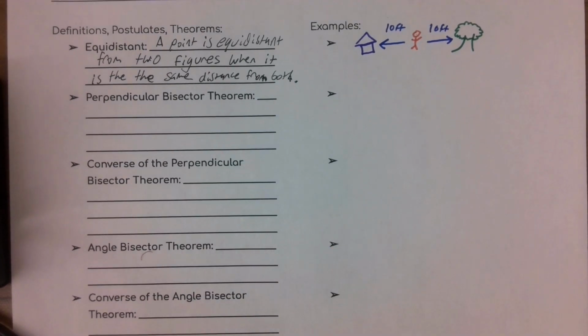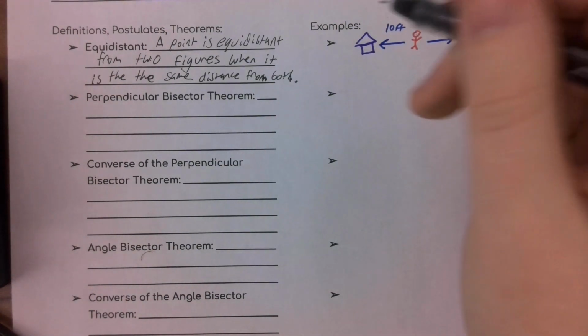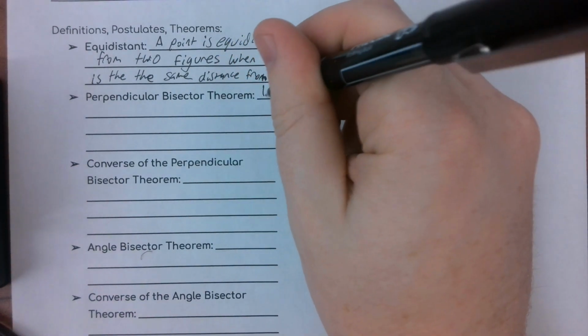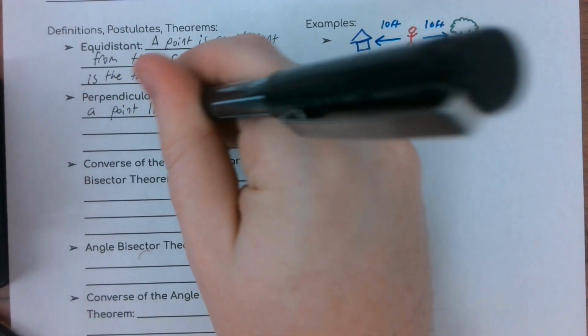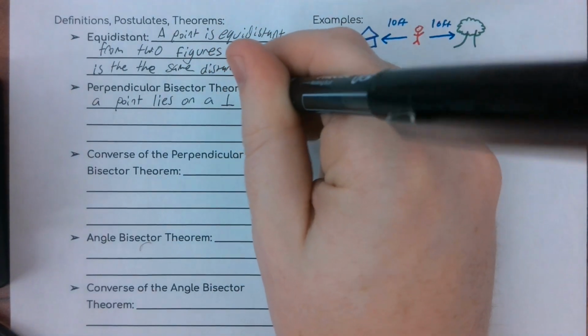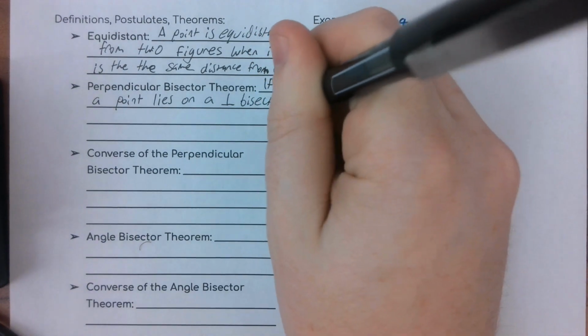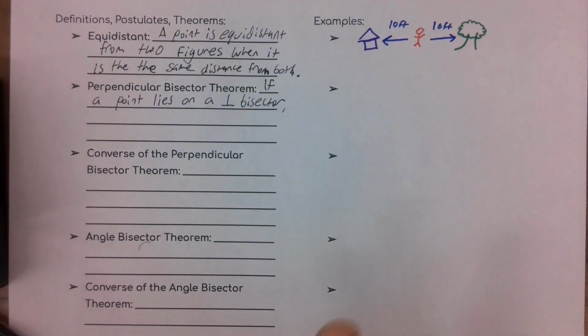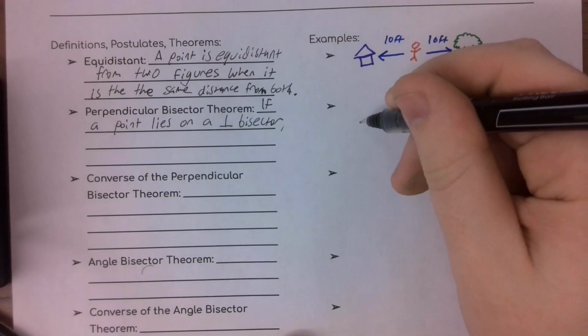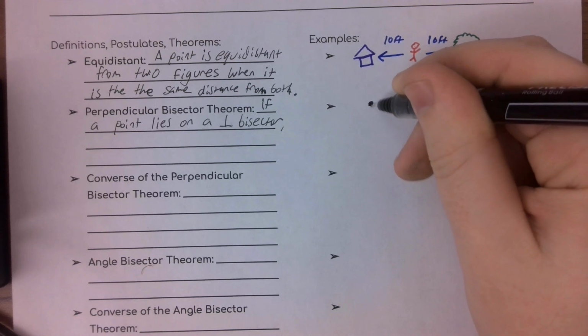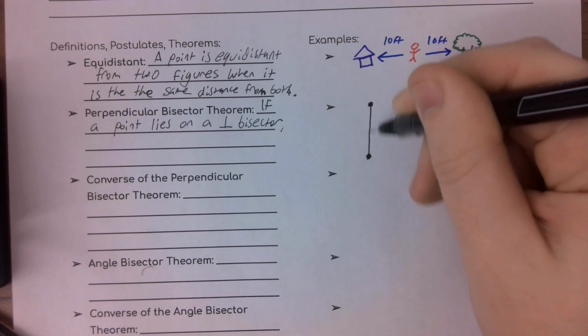Now, we've already talked about the perpendicular bisector. Let's turn it into a theorem because there are some really interesting properties about perpendicular bisectors. Specifically, if a point lies on a perpendicular bisector, and I'm going to pause the definition right here because I want to draw out what we're talking about. So let's say I've got a line segment that goes vertically like this.